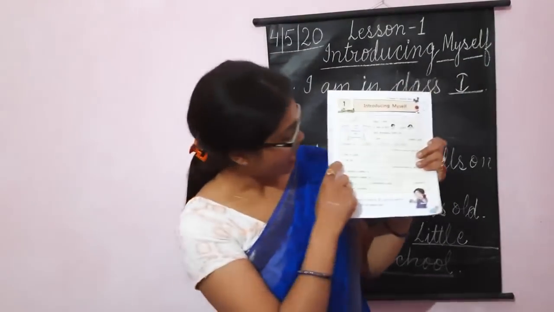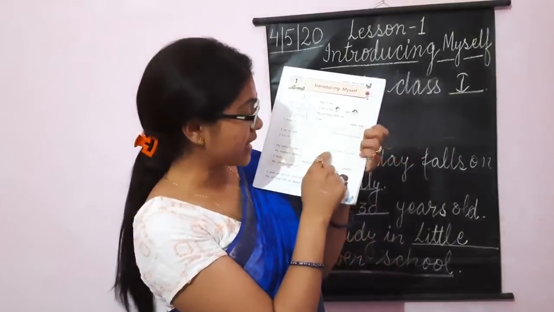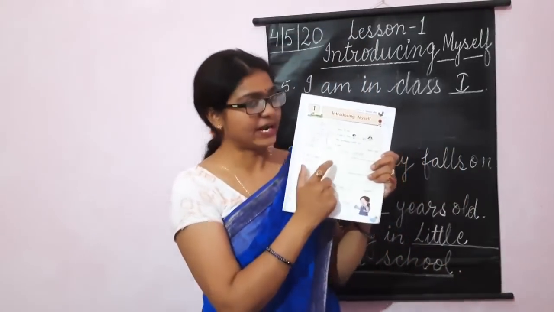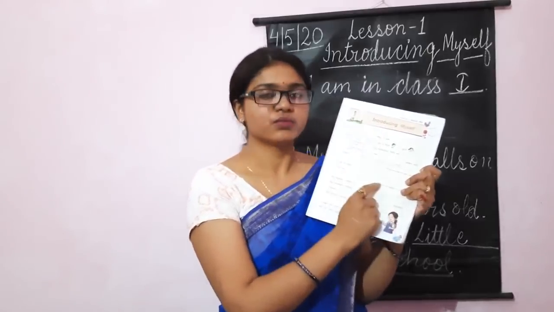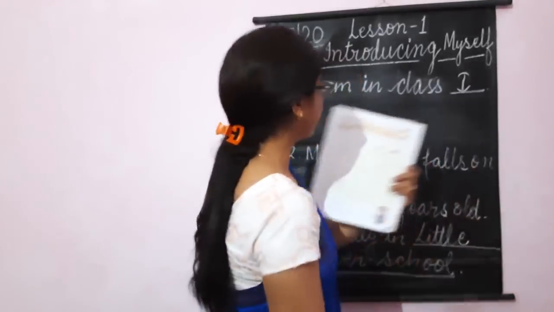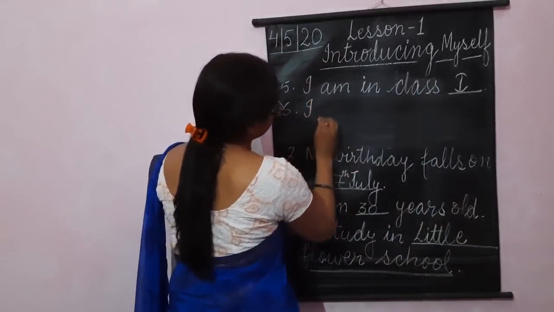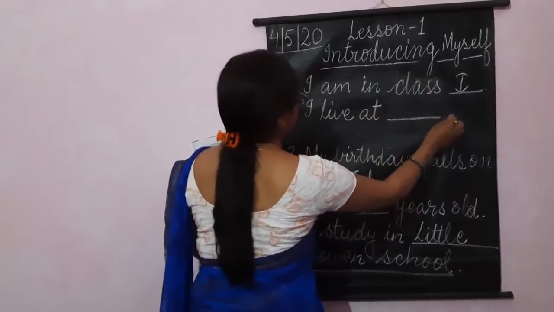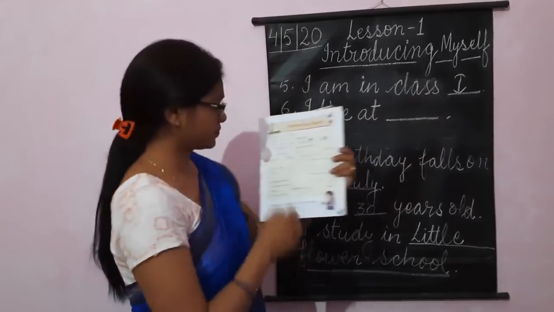Next line. I live at. It is given in the bracket here. Write the address of your home. You should know your address because now you are growing. Now you are in class first, so you should know your home address also. So you will write your address in this block. If you don't know your address, you will take the help of your parents and you will fill the address of your home. I live at your address.